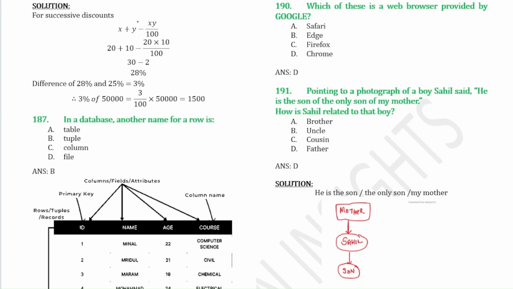So firstly we find the successive discount. X plus Y is 20 plus 10. Put the values and you will get the answer as 28%. So we have to find the difference in discount. The difference of 28% and 25% is 3%, right? So 3% of 50,000 will give you 1,500.